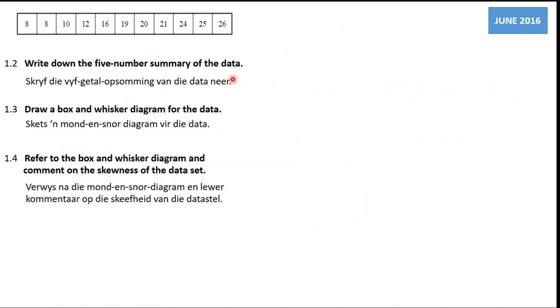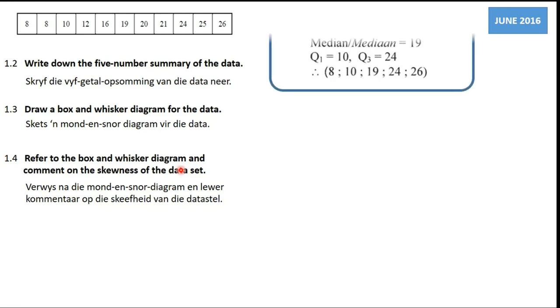Now, here we go. These are the things that they're going to ask you. Remember, 5-number summary. Highest number, 26. Lowest number, 8. And now we must get the 3 Q's. So how do we get the 3 Q's? After we have that, then we have to sketch the thing, draw the box and whiskers diagram, and then we have to say, is it skewed to the left? Is it skewed to the right? Or is it symmetrical? So let's just see.